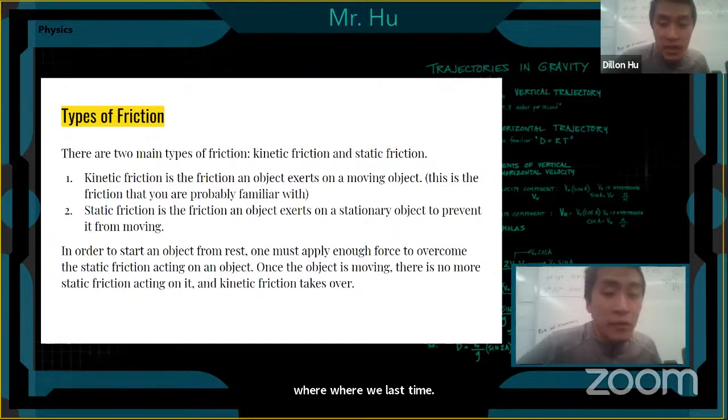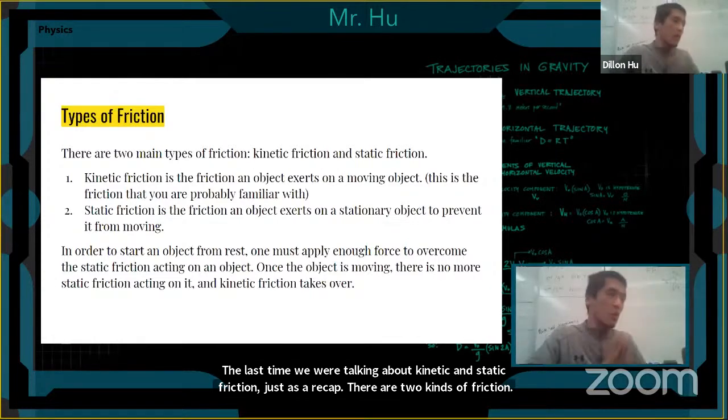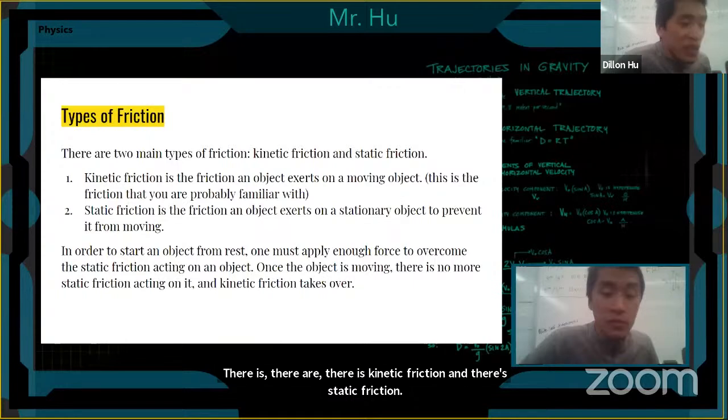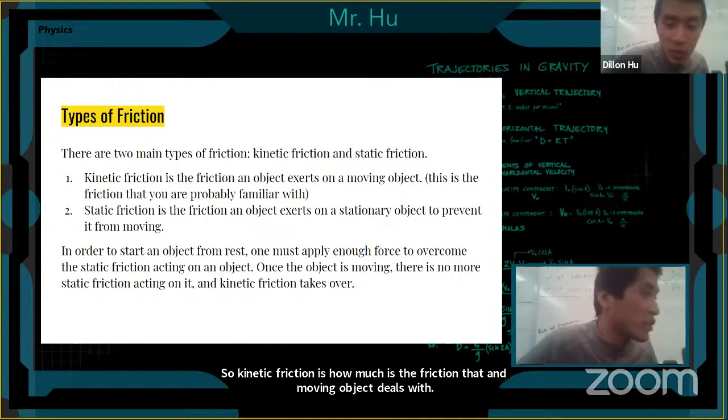So kinetic friction is the friction that a moving object deals with. Usually when you think about friction, you think about moving. So that's kinetic friction. And static friction, as a recap, is just the friction that you have to overcome in order to move an object. The reason why objects don't move on their own is because static friction keeps them in place. And so if you want to move an object, you have to overcome that static friction.